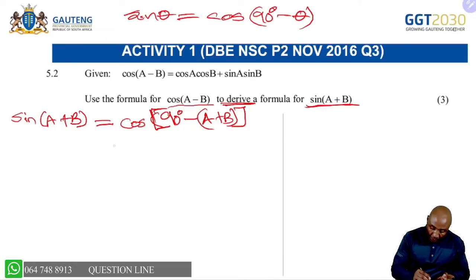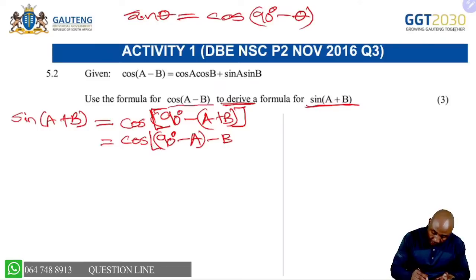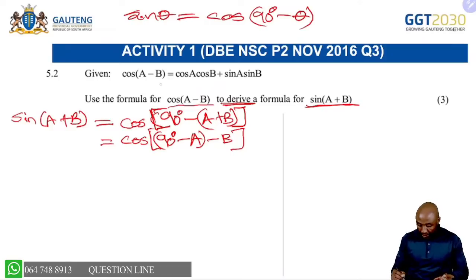And from there on, I know that I can write this as cos 90 minus A minus B. And I can take that because I want to have cos A minus B. So I can take that as this. Then I'll substitute. Where I'm having cos A, I'll substitute 90 minus A. Where I have B, I will substitute B.